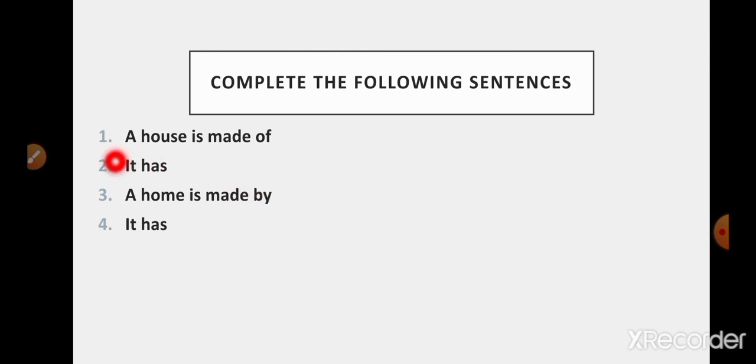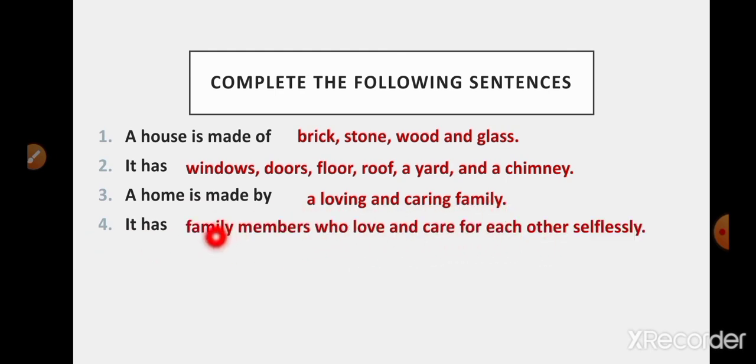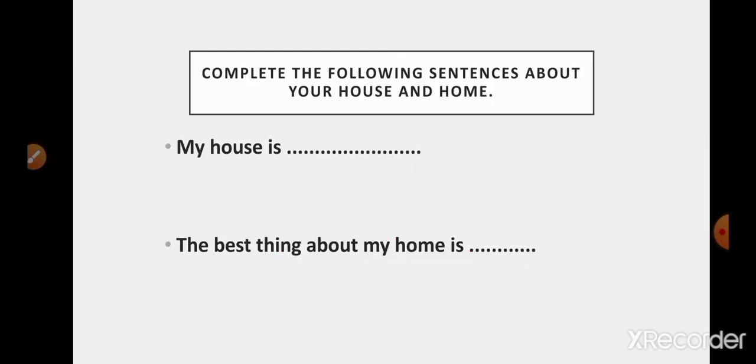So the first sentence is, a house is made of brick, stone, wood and glass. It has windows, doors, floor, roof, a yard, and a chimney. A home is made by a loving and caring family. It has family members who love and care for each other selflessly.